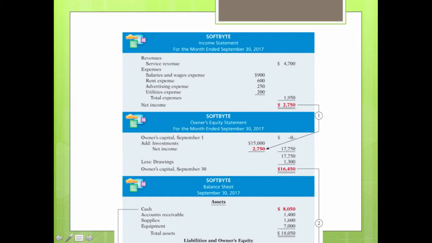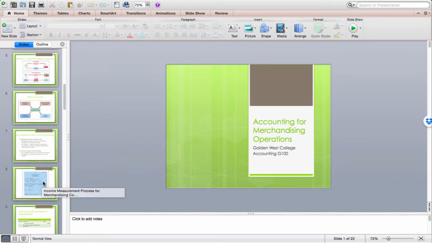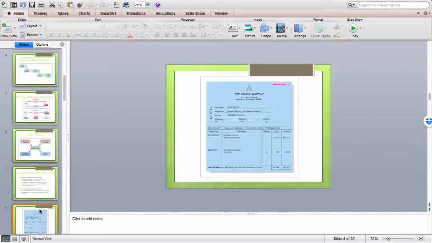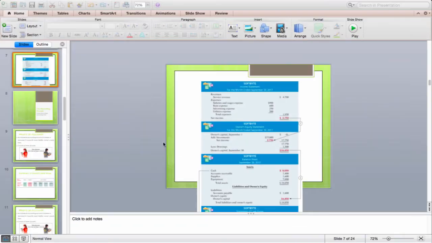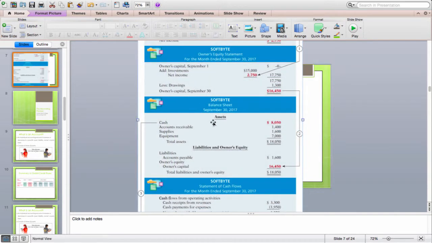Now let me see if I can get out of here so I can show you this full picture, because it's not all there. It's going to cut off. What happened here? Right here. I'm going to try and blow this up.